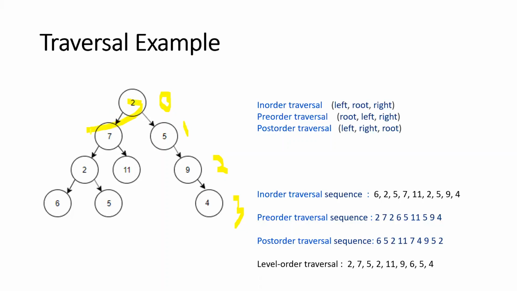Then we will traverse the second level, so we will be printing 7, then 5, then 2, then 11, then 9, then 6, 5, 4. As I told, this is a BFS traversal. Level order traversal comes under BFS traversal, and the order will be level by level. So it will be 2 first, then 7, 5, then 2, 11, 9, 7, 5, 4.